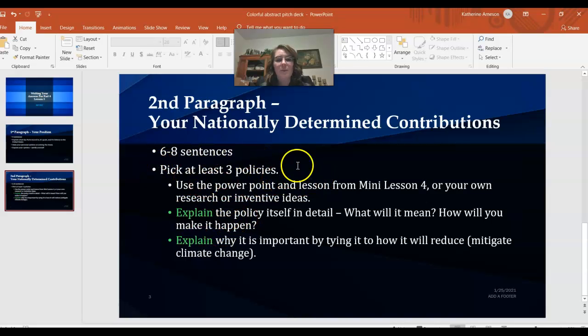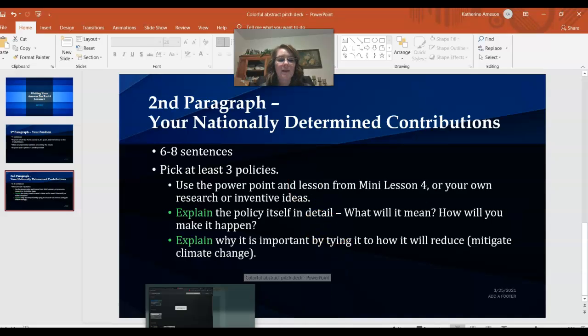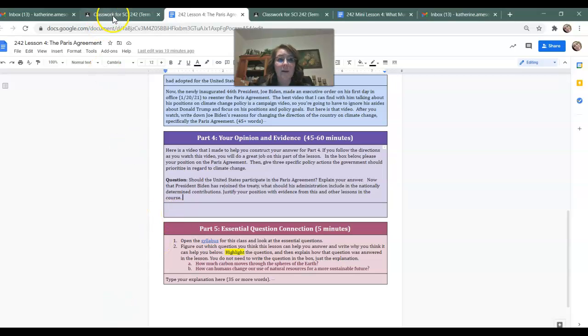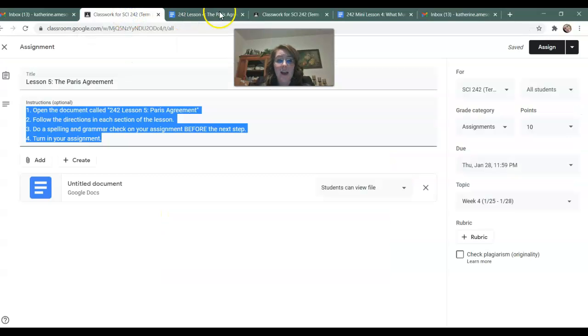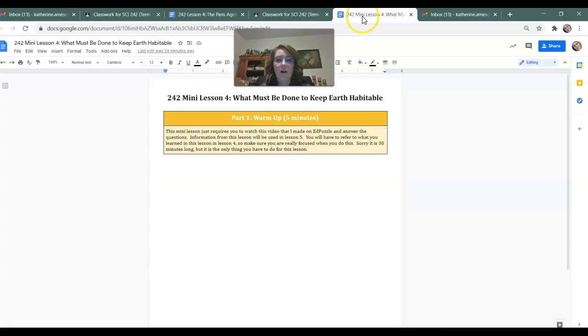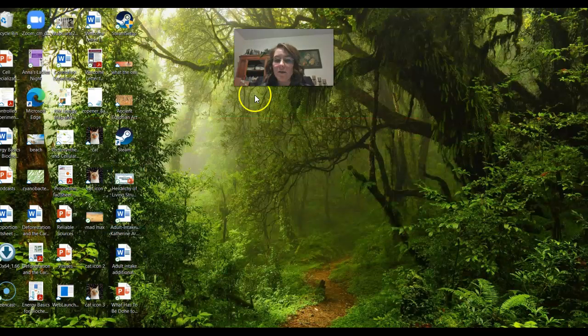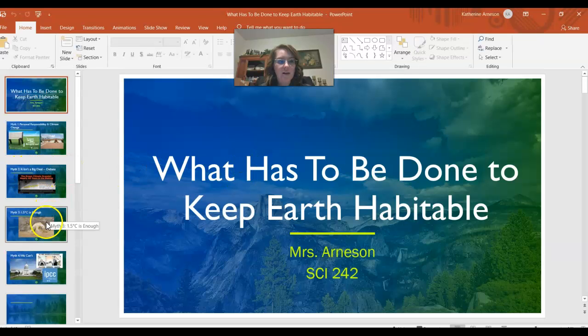So here's what you're going to do. You're going to pick at least 3 policies, and these policies are not completely laid out yet. So there isn't a complete explanation of these. And you're going to have to go to your PowerPoint. Sorry, I'm having trouble finding it because I did load it onto the Google Drive, but it hasn't completely loaded to the assignment yet, which is why you can't see it in this video. But it's this PowerPoint. It's the one that you went over in mini lesson 4, and it has all the information about what policies are.